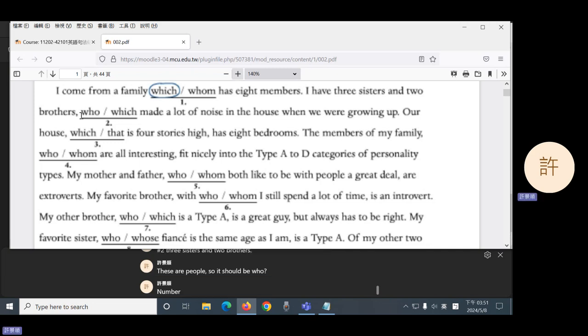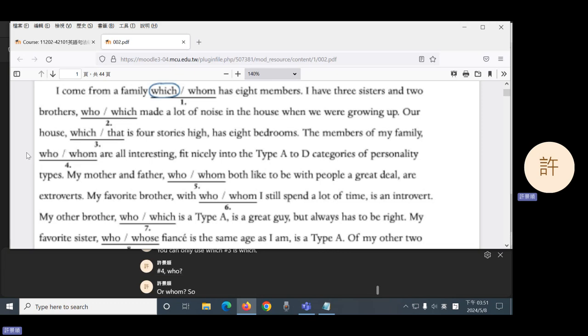Number three, our house, comma, as we just mentioned, after this kind of comma, right, there are two commas, you can only use which. Number three is which. Number four, who or whom?